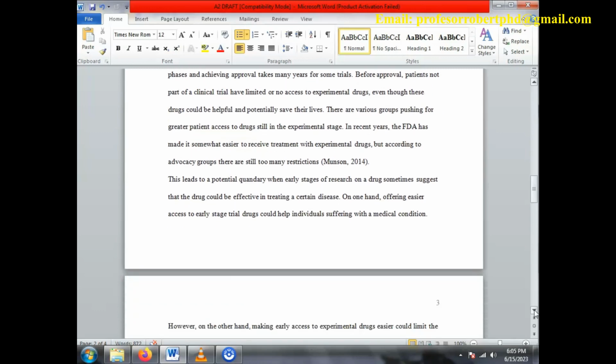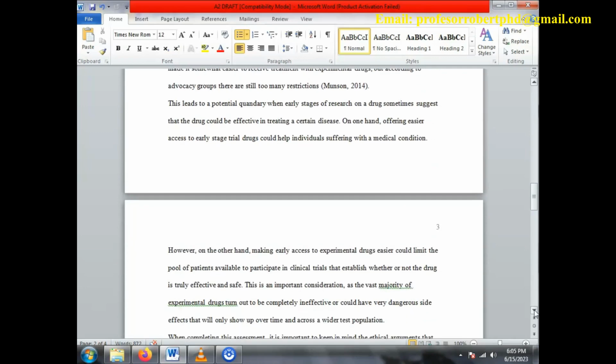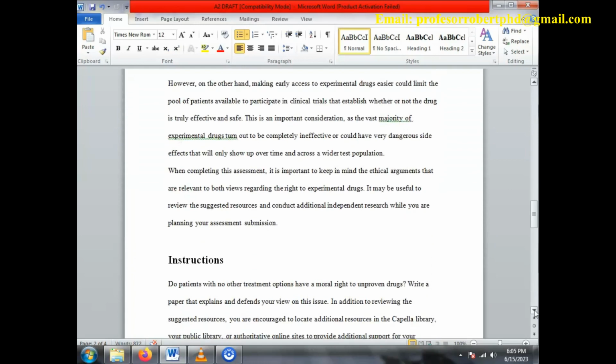On one hand, offering easier access to early-stage trial drugs could help individuals suffering with a medical condition. However, on the other hand, making early access to experimental drugs easier could limit the pool of patients available to participate in clinical trials that establish whether or not the drug is truly effective and safe. This is an important consideration, as the vast majority of experimental drugs turn out to be completely ineffective or could have very dangerous side effects that will only show up over time and across a wider test population.